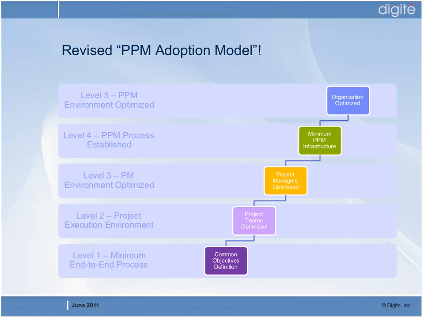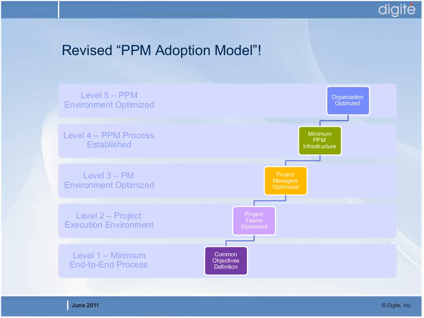So in a way, we have come up with our own revised model of what would be a good way to look at adopting a PPM tool, and we again split it into 5 levels. At level 1, when you're starting off from, let's say, an Excel, Microsoft Project, and email-based environment of looking at individual projects, you first establish some minimum end-to-end processes. It needs to have some common objectives that get defined so that everyone is aligned to those minimum processes.